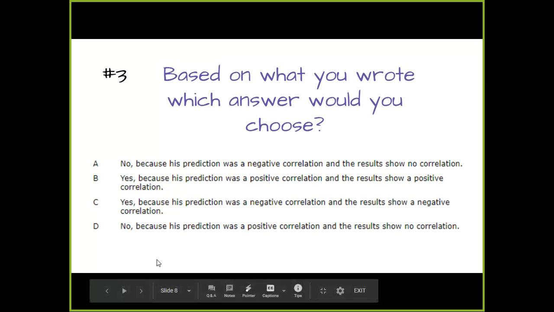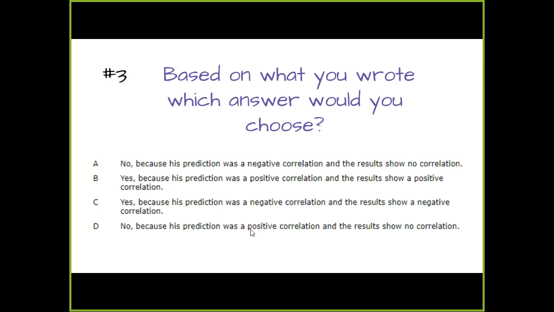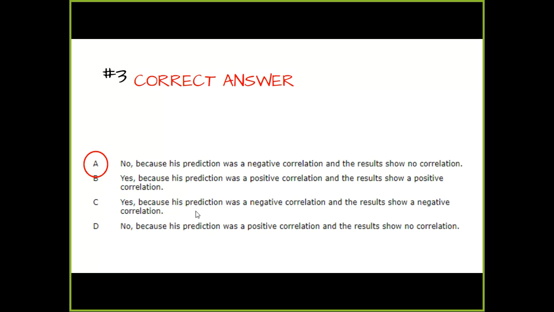But let's take a look at D just so we can use process of elimination. So it says no because his prediction was a positive correlation. Do we say his prediction was positive? No, his prediction was negative. So you should get A in this case. So it'd be no because his prediction was a negative correlation and the results show no correlation.